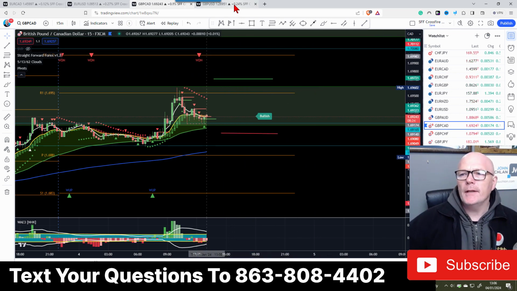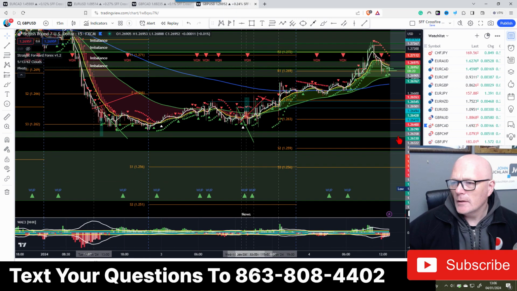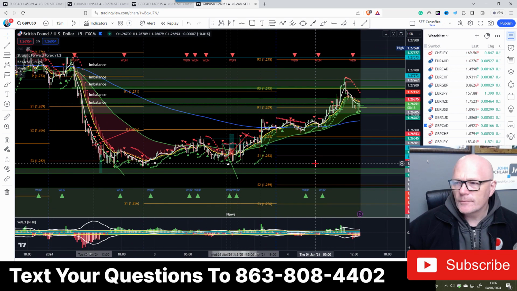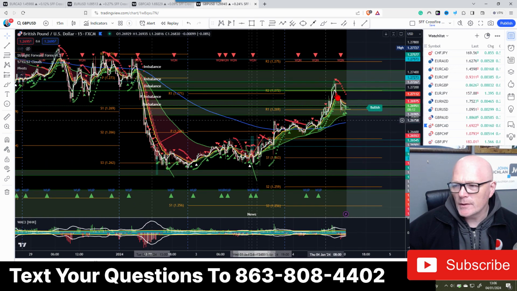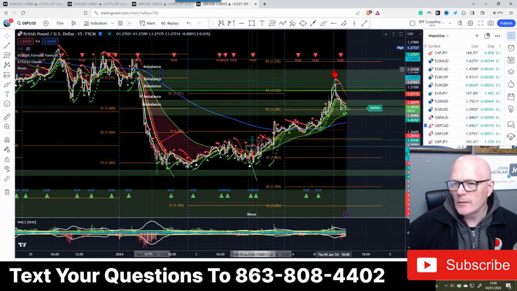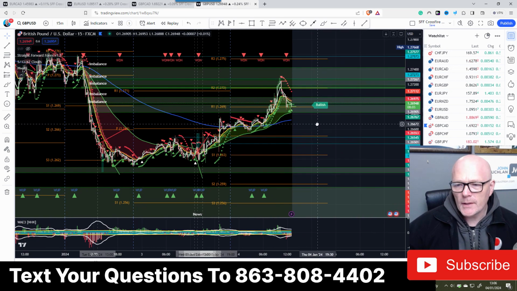Right, last pair is GBP USD. Let's see what's happened to this one overnight. So again, big push down. This is what we looked at yesterday. I said yesterday it may well want to take out some of this imbalance. That's what it's starting to do. It's starting to go back. So we could see a continuation of that all the way up to this imbalance before a potential move in whatever direction. We'll have a look.